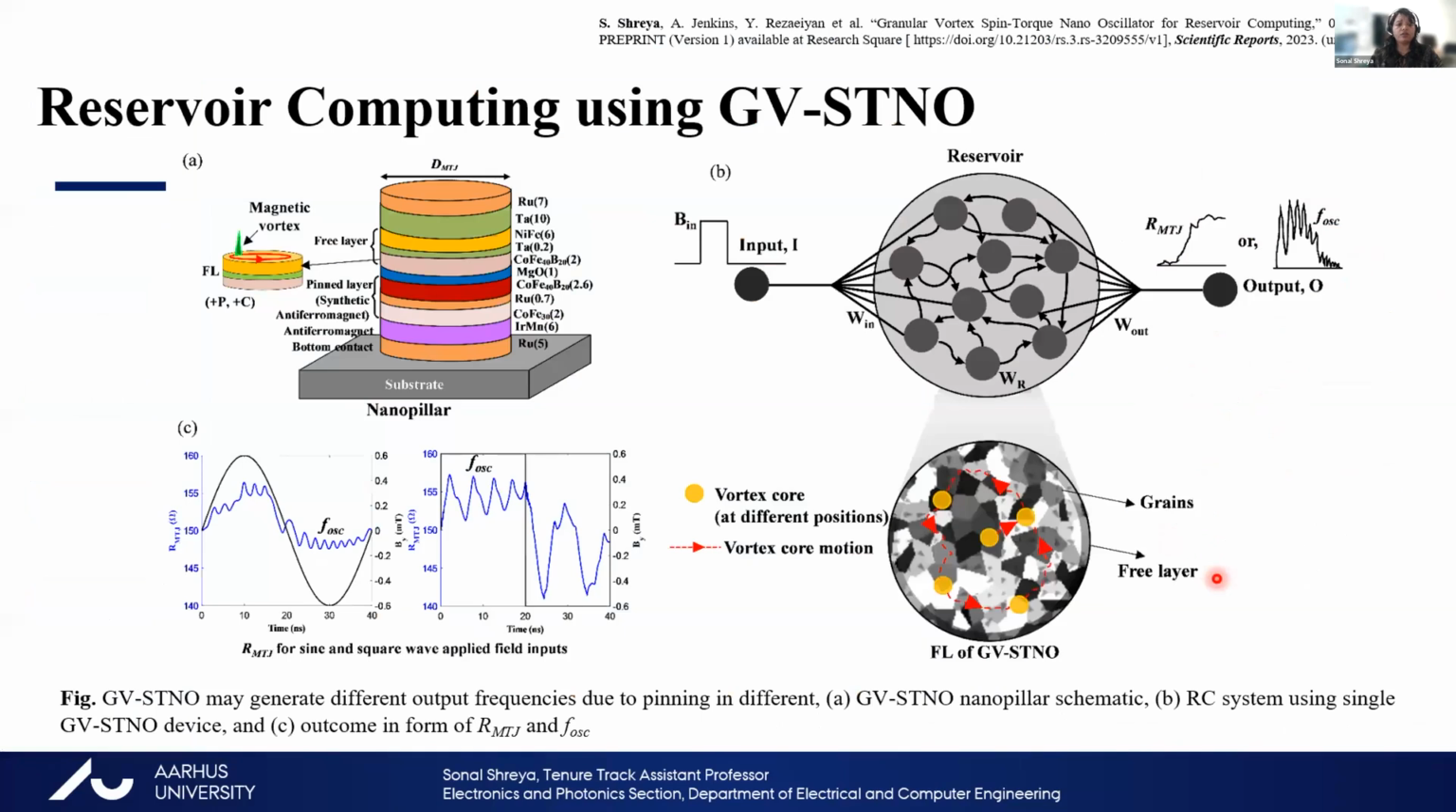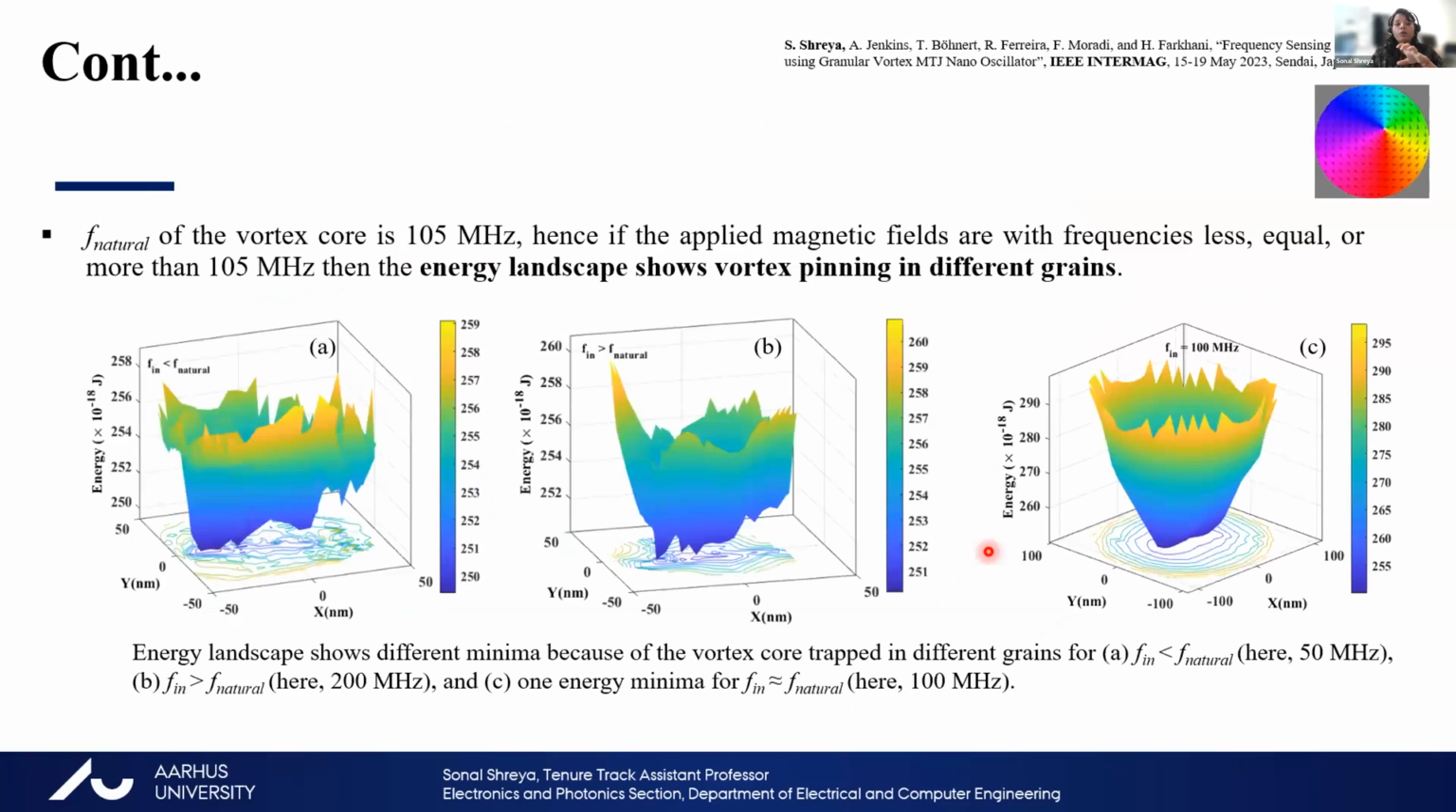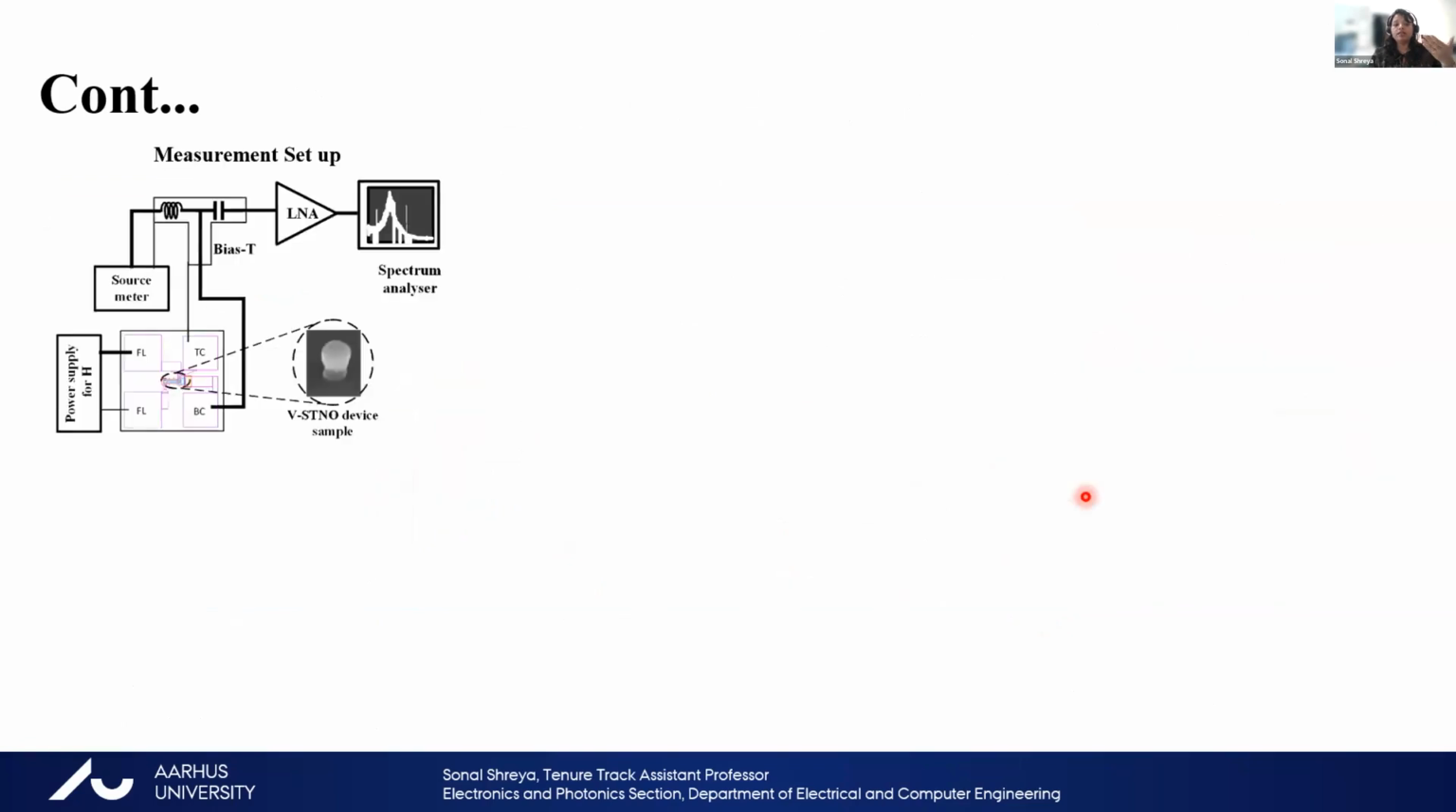And recently, we are also working on developing a reservoir computing system using the grains present in the free layer of the vortex sample, so that we can use these grains where the vortex core will be trapped in different grains. And these are the energy landscape. And then by monitoring the output frequency and the resistance, we can do several applications of reservoir computing.